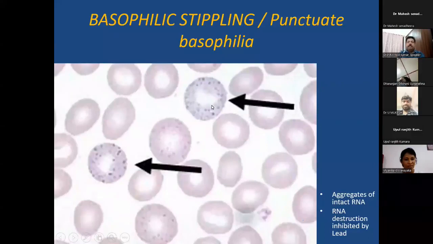Otherwise, in such cases, you may not be able to appreciate the central pallor. Sometimes all the other individual erythrocytes will be normal in shape, structure, and color, but sometimes you may see this basophilic punctuation only. In such cases, you will have to see that an ongoing anemic process is there. Sometimes it may be hidden also. Those are due to some defective multiplying phases.